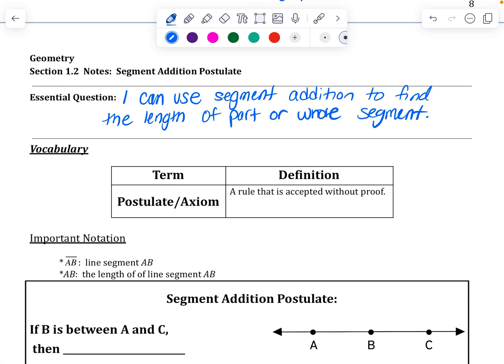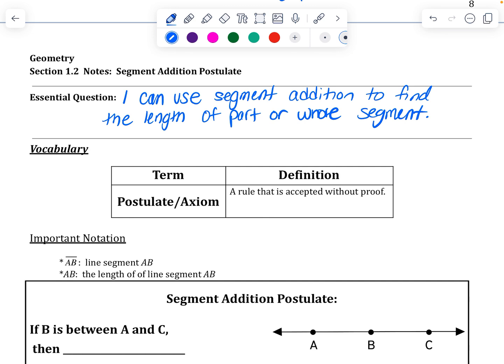Good morning, class. Today's lesson is 1.2 on segment addition postulate. Our goal is that you will be able to use segment addition to find the length of a part or the length of the whole segment.